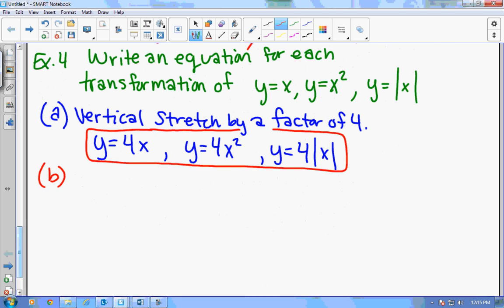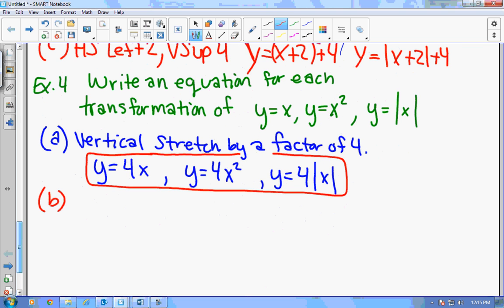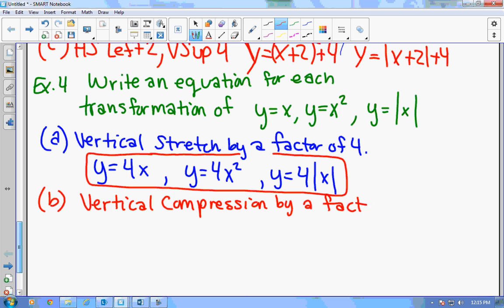And B. I'm going to do it again. This time I want a vertical compression by a factor of 1/3. Vertical compression by a factor of 1/3. I think you can do it. Do it for all 3, please. Vertical compression by a factor of 1/3.